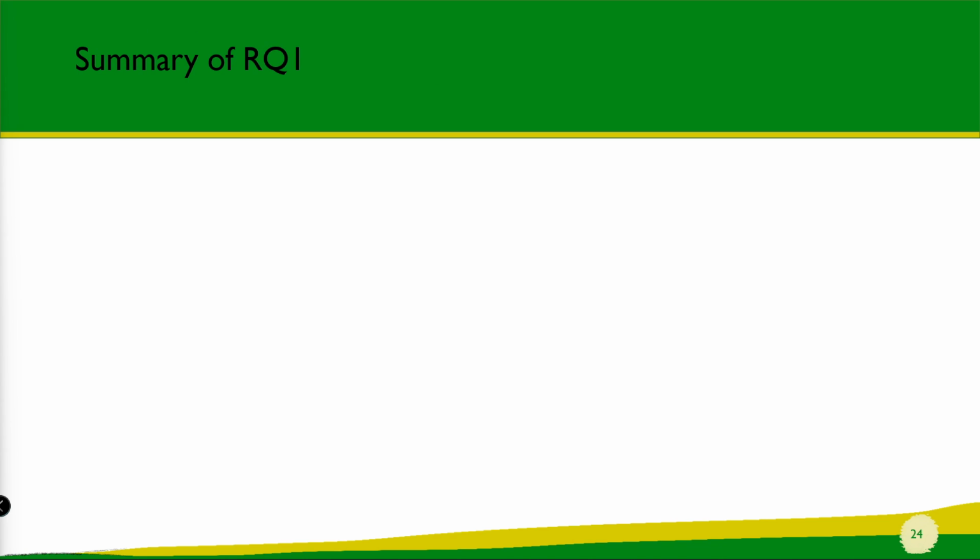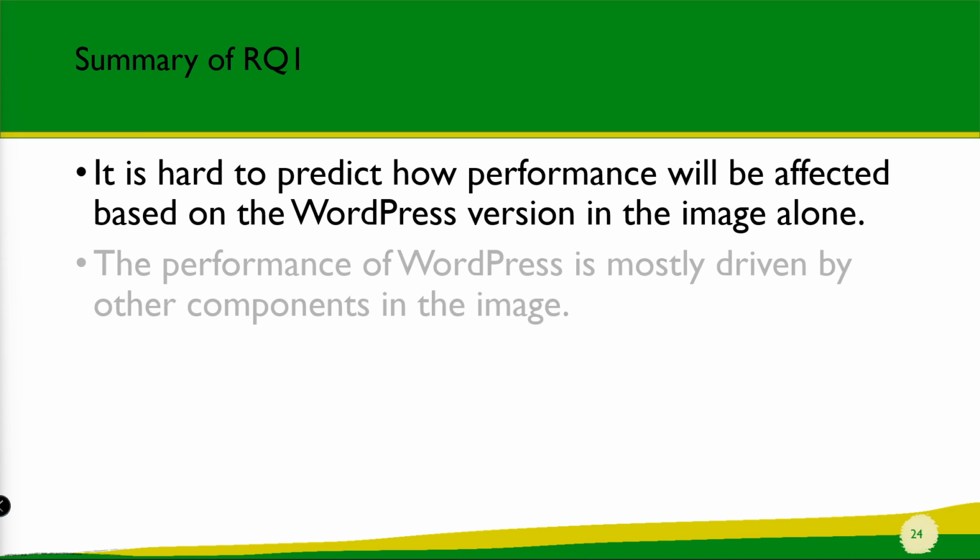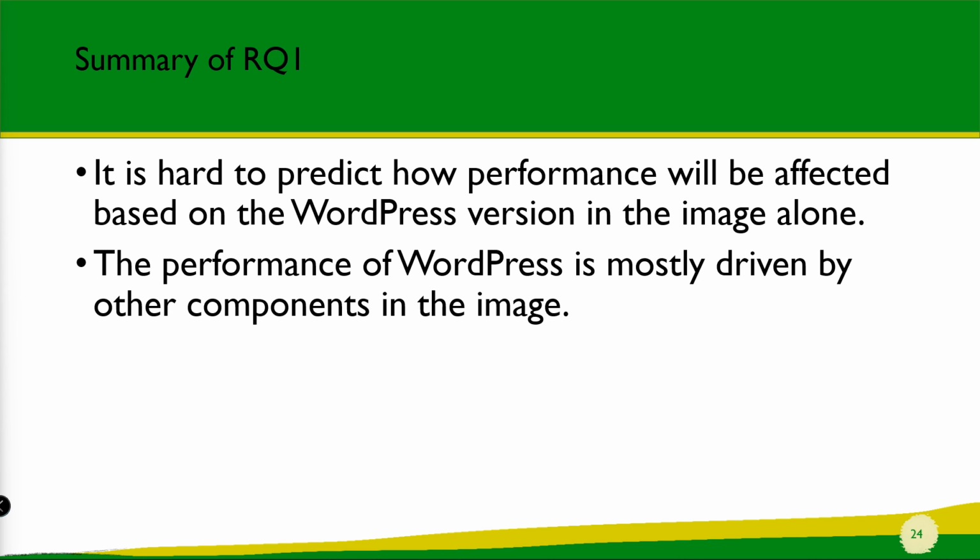Summary of our findings for research question 1 is that the wide variation in relative response time improvements for the studied upgrades indicate that it is hard to predict how performance will be affected based on the WordPress version in the image alone. This implies that the performance of the WordPress is mostly driven by other components in the image.